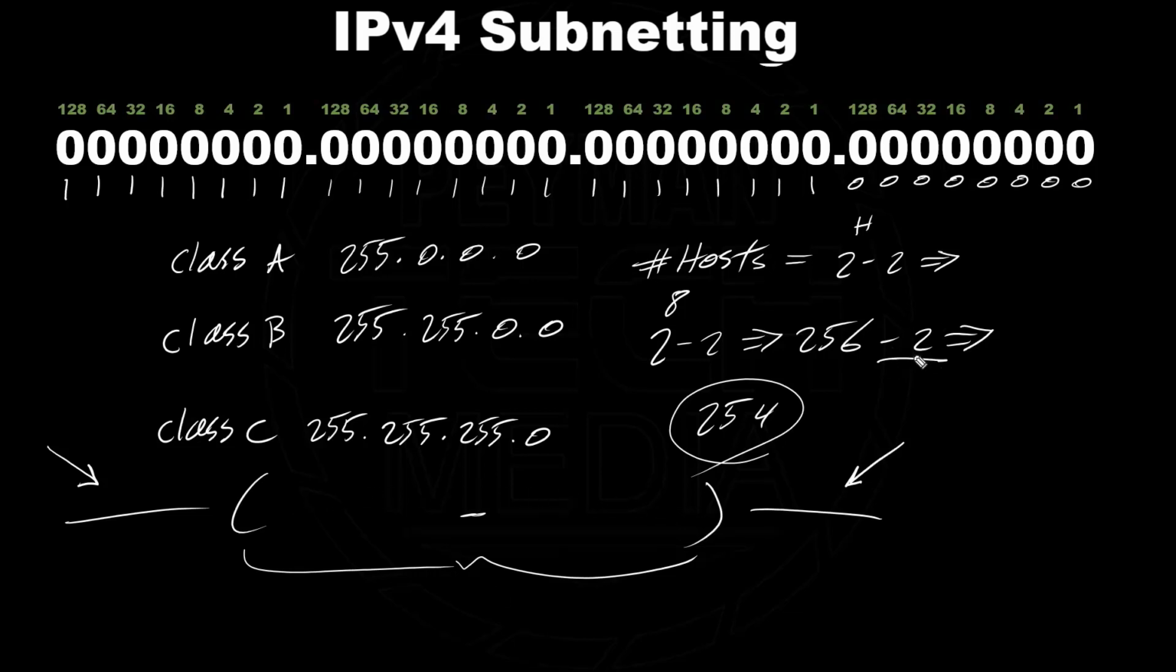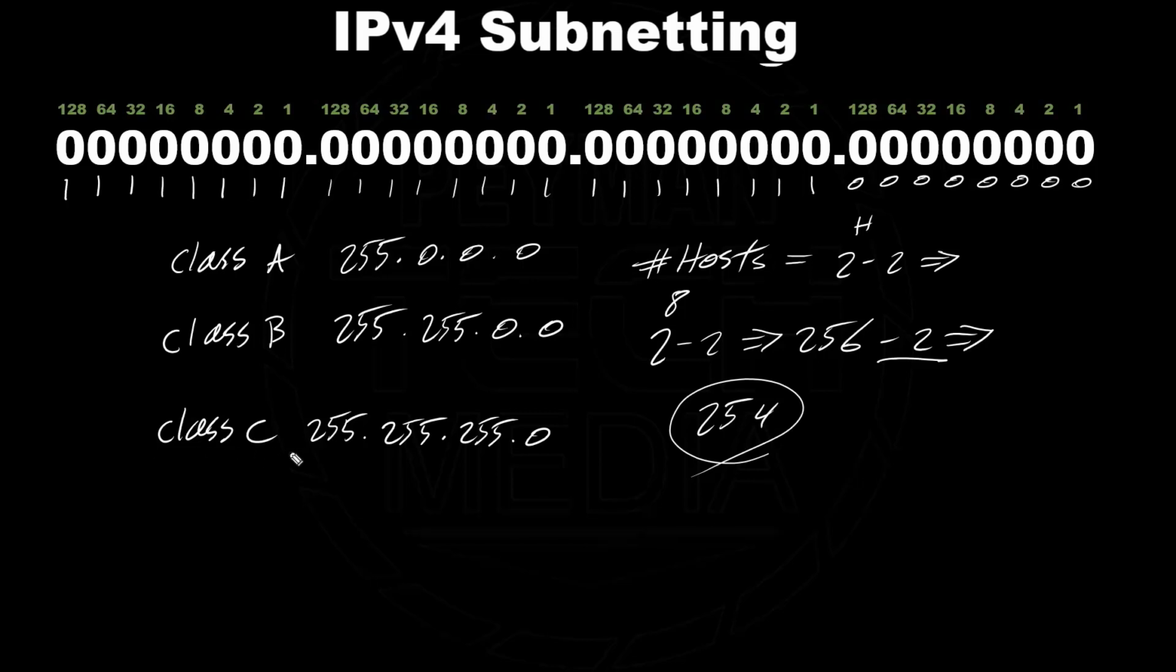So when we do the minus 2, we are basically reserving one IP address for network and one IP address for broadcast address, and the result is pretty much all the available IP addresses that we can use and assign to the computers on the network, to the interfaces, devices on the network, and so on.